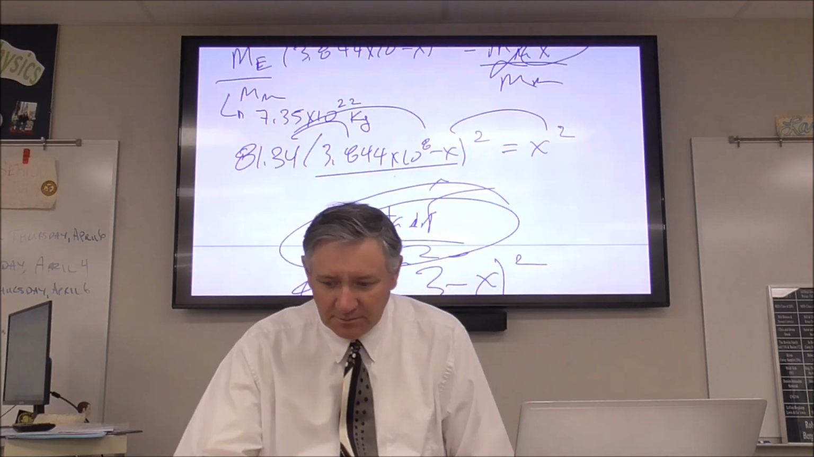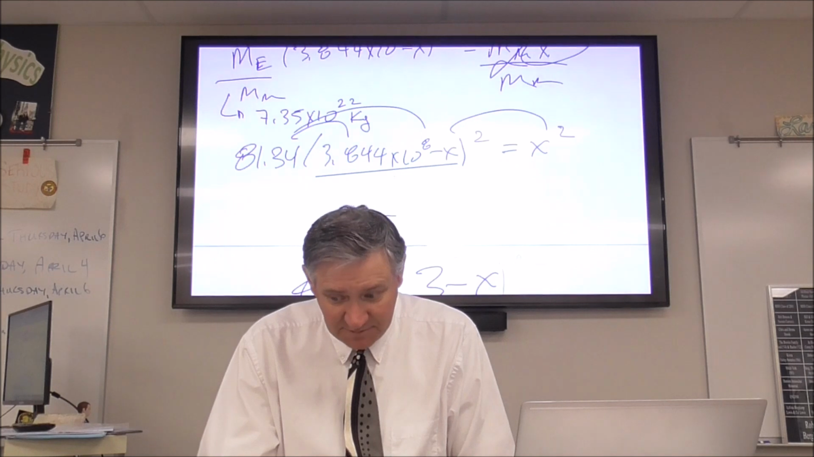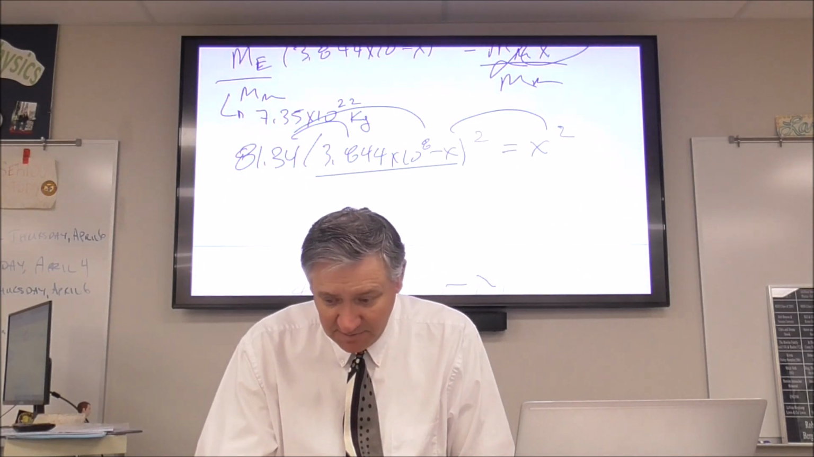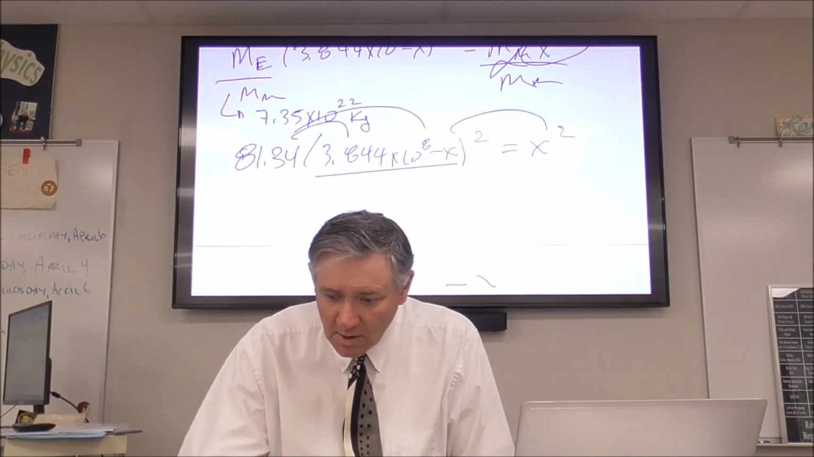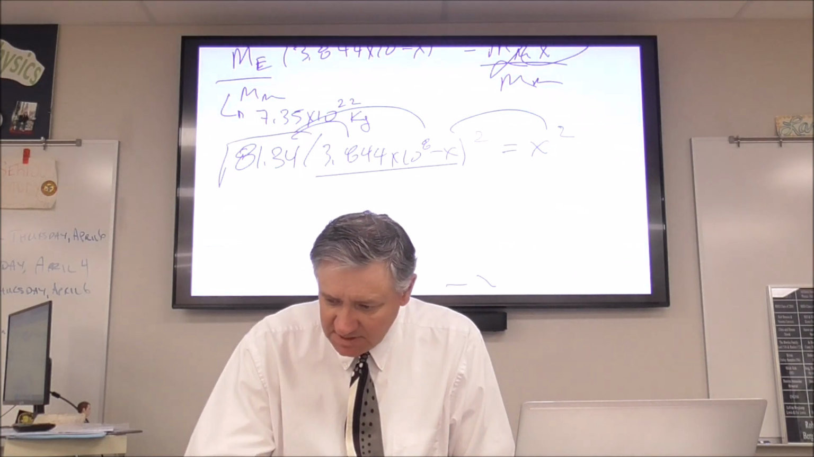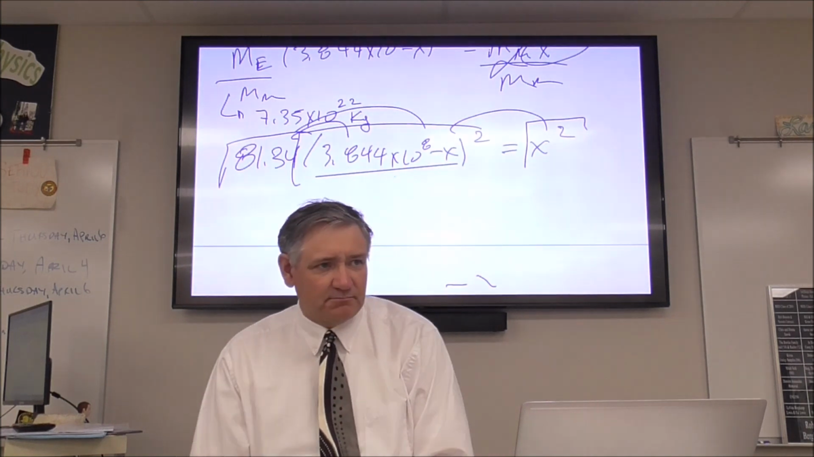Here's option number 2. And again, this is just an option. I don't care which one that you pick, but you have to pick one. So here's option number 2. We're just going to take the square root of both sides. Okay? Take the square root of everything, right?